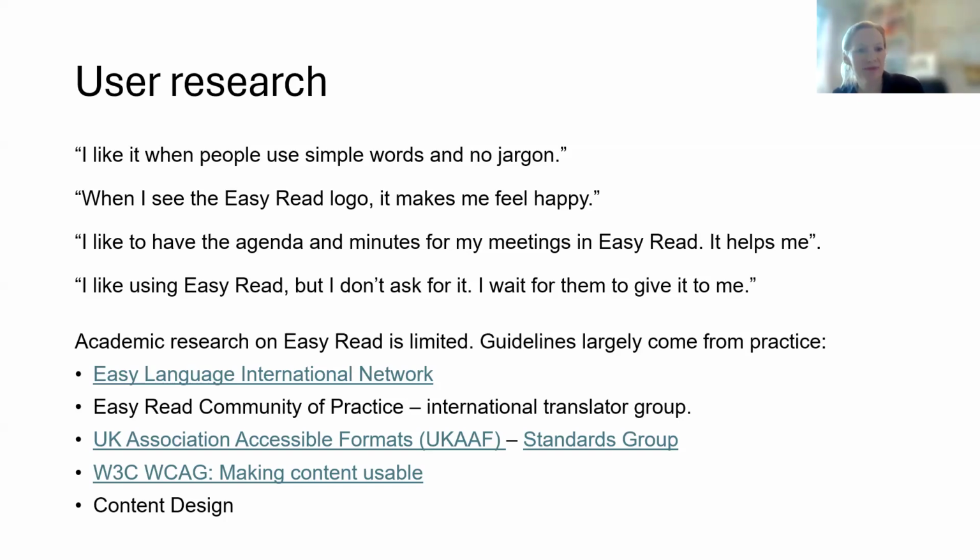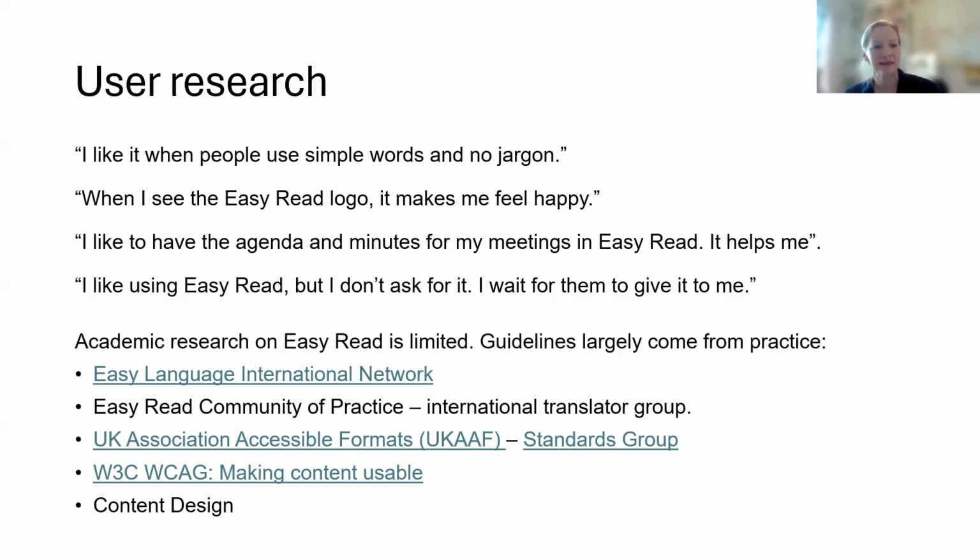And I just wanted to add some quotes here from some of our users, just to explain what they like about it. So, "I like it when people use simple words and no jargon." "When I see the Easy Read logo, it makes me feel happy." So that really shows you something that maybe people don't think about when they're writing a document. It's that emotional connection and welcome, really, through seeing something that they know they can understand.